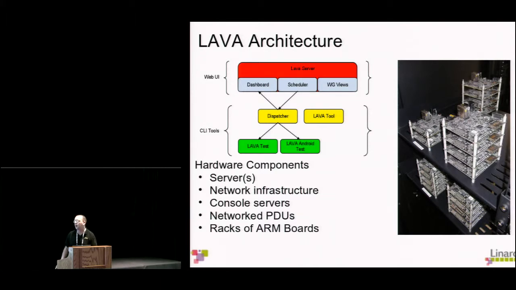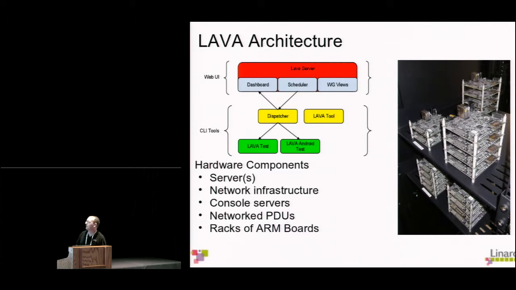If you're talking about the hardware perspective, I imagine that our setup looks a lot like test automation frameworks in other shops as well. We have servers that drive everything, general network infrastructure, switches, routers, and whatnot. Console servers are pretty important because if you're booting things that are changing the kernel especially, you want to be able to see the raw console output, and in some cases control it from the serial console. Networked PDUs, and racks of ARM development boards.